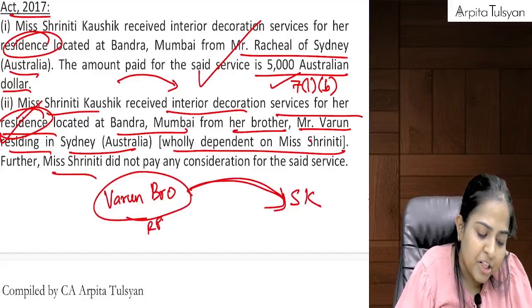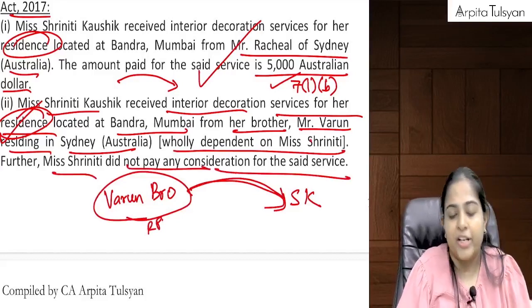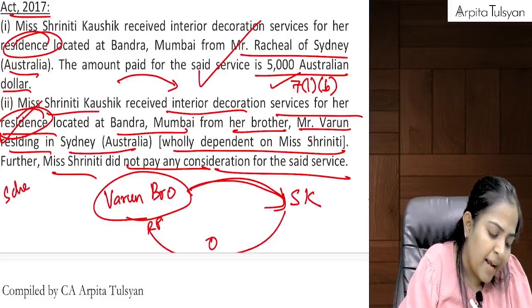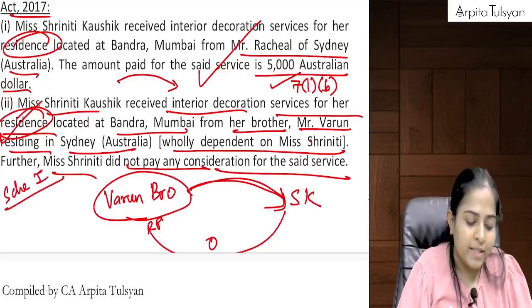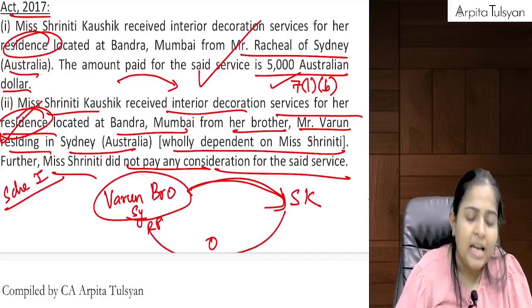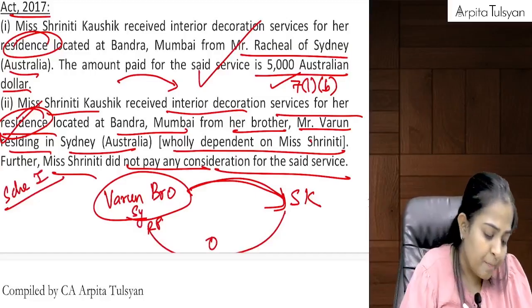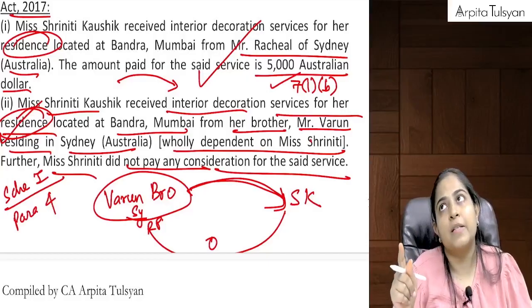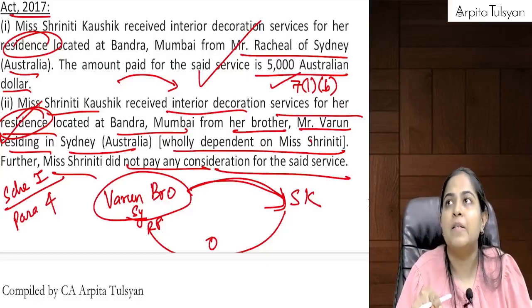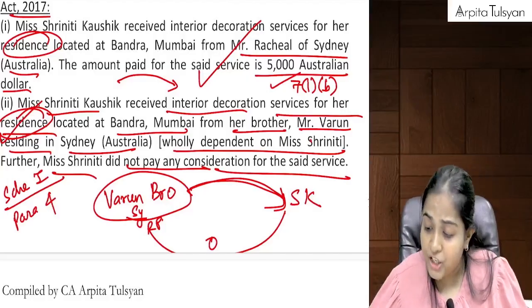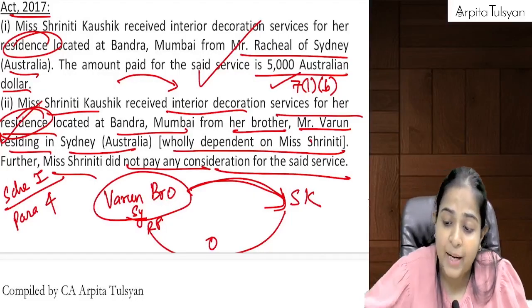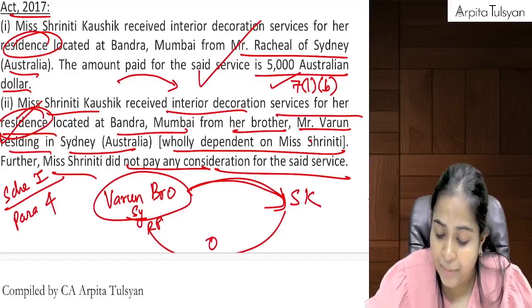And further, Ms. Srinidhi did not pay any consideration. So this is zero consideration. Zero consideration means we will apply Schedule 1. And because he is giving the services from Sydney, it is importation of services. So can we say para 4 is applicable? Importation of services in the course or furtherance of business for zero consideration from my related person.